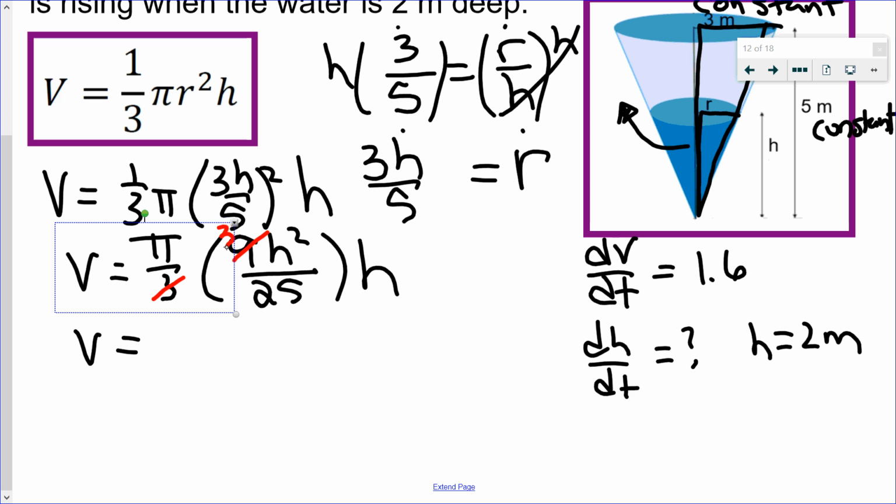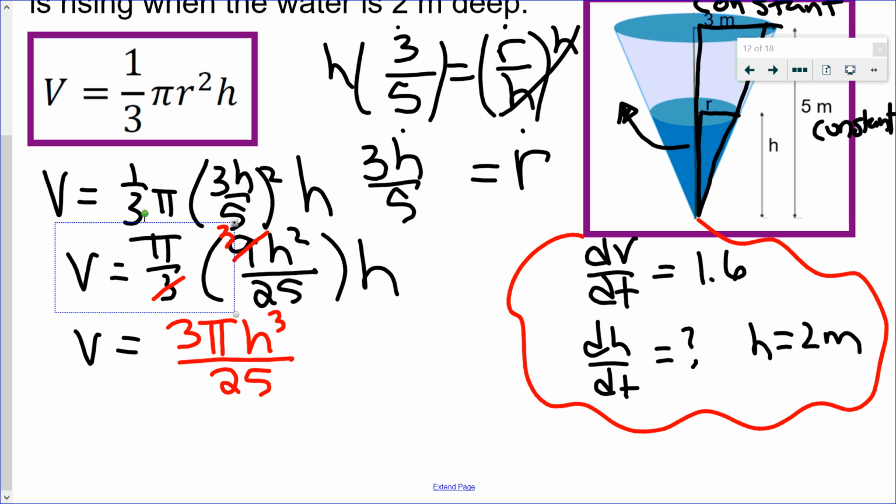So really what I have is 3 pi h squared times h is h cubed, all divided by 25. So what I have now is an equation only using V and H. So that fits the information that I was given right here, okay? So that's what I meant by if you have a variable you don't have information for, you need to write that variable in a new way. And that's what we did with the radius. We wrote it in terms of height.